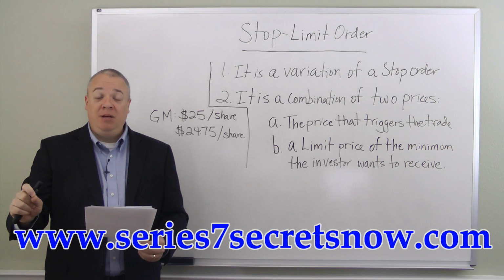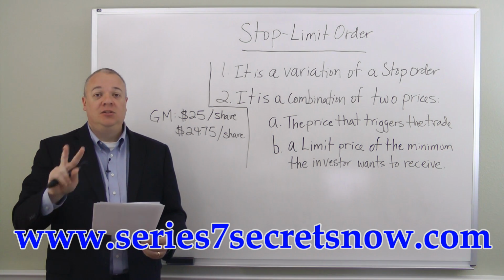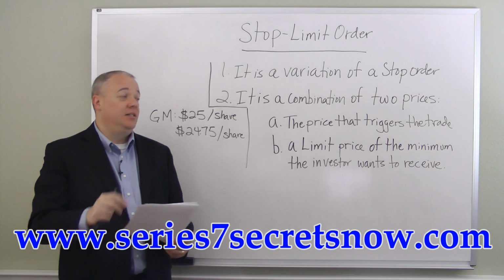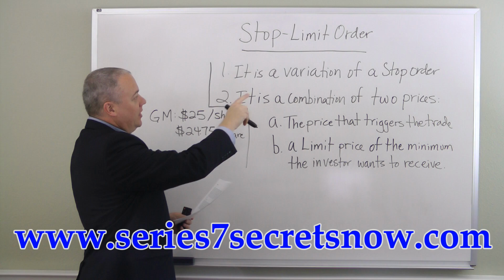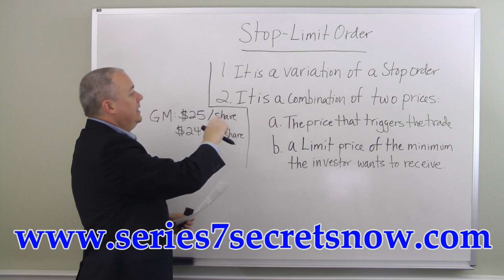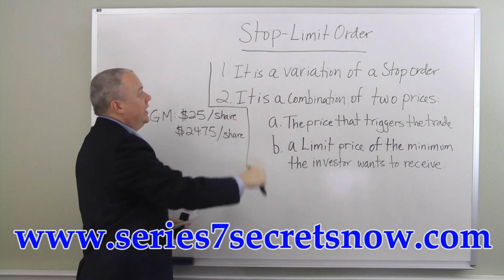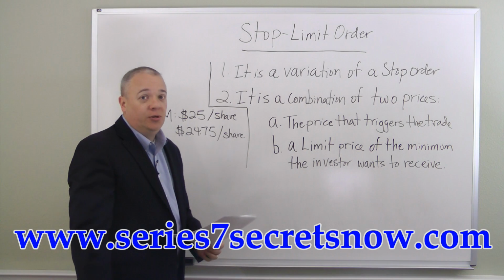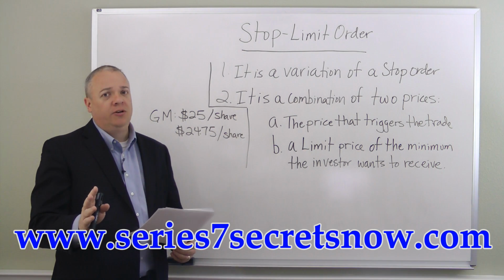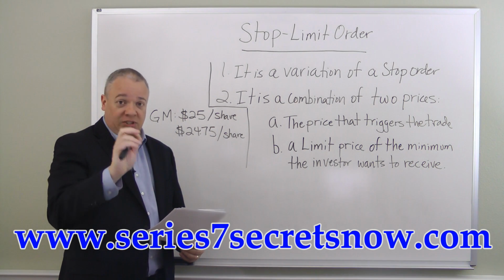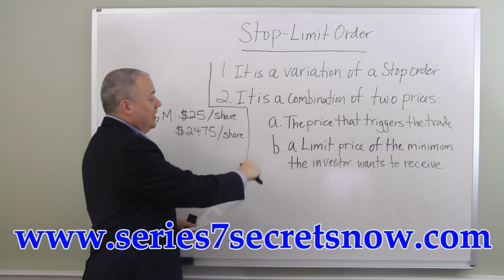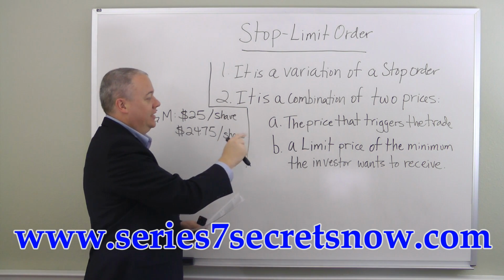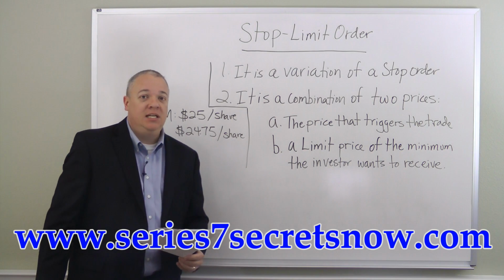But with a stop limit order, what you have is two prices, and that's what we want to talk about right now. First, a stop limit order is a variation of a stop order, and two, it's a combination of two prices. The first price is the price that triggers the trade. This is the stop part of the stop limit order. The second is the limiter on it. It's a limit price of the minimum the investor wants to receive.